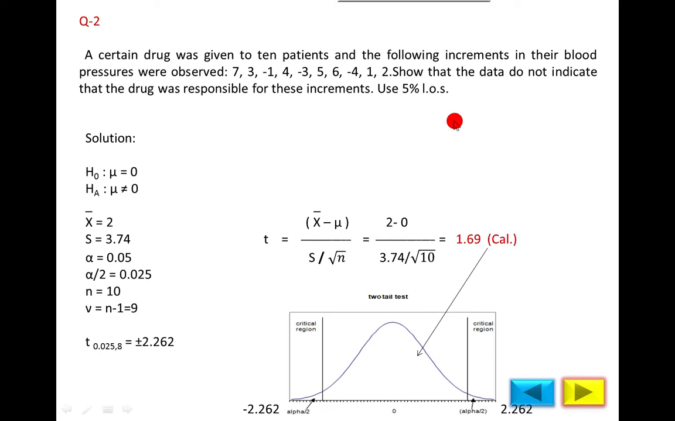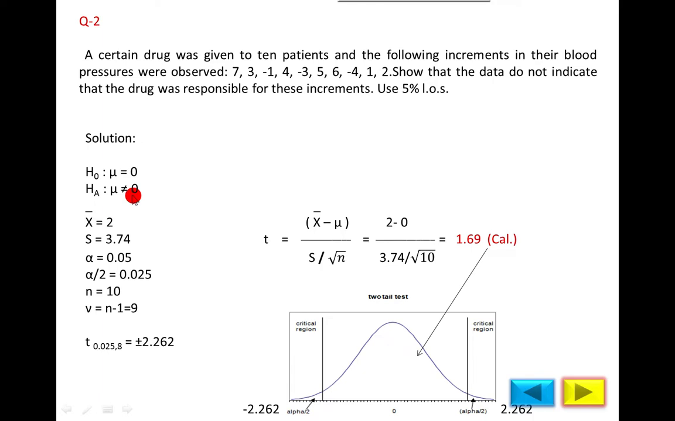So in testing of hypothesis, the assumption is that the data is normally distributed, and data normally distributed means the mean of the normal distribution will be equal to 0. So the null hypothesis H naught will be mu is equal to 0, and the alternate will be mu not equal to 0. This is the first criterion.